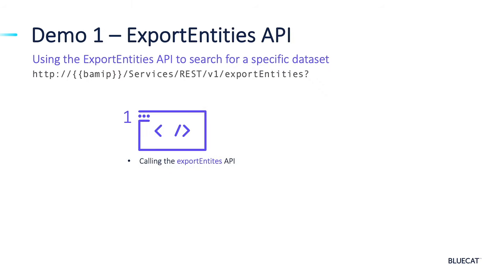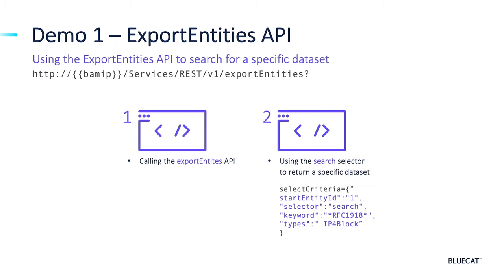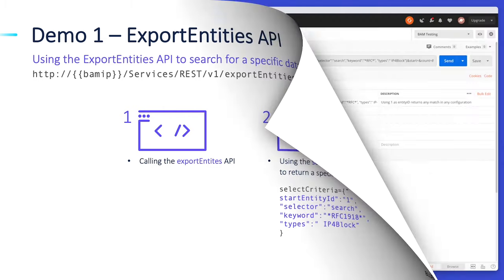In demo one, we're making a call to the new Export Entities API to emulate the operation of the older Search by Object Type API. We'll be using the search method. The API will use a parameter list compatible with the older API. We'll be asking the API to search for any IPv4 blocks which match the keyword *RFC 1918*.